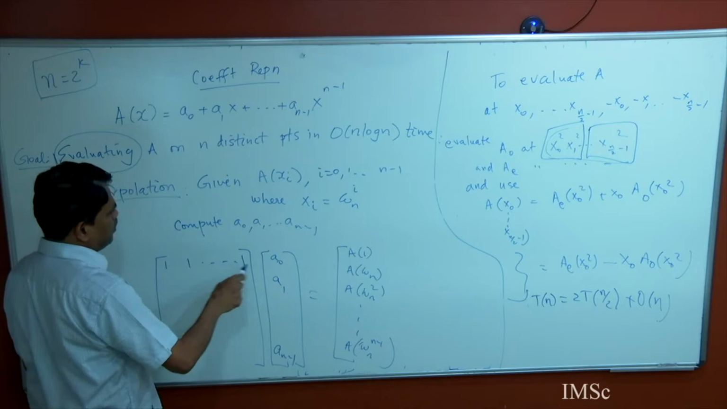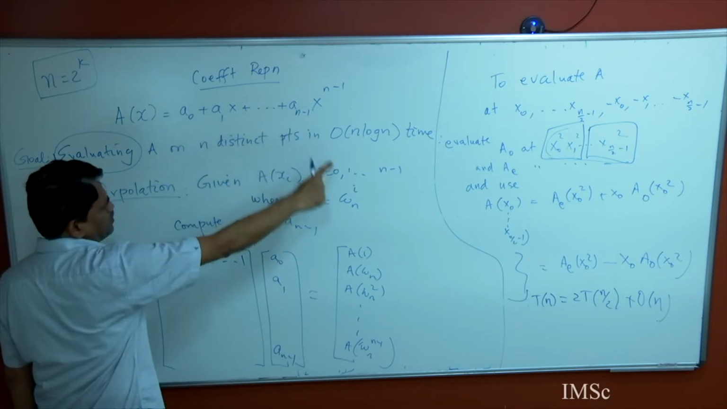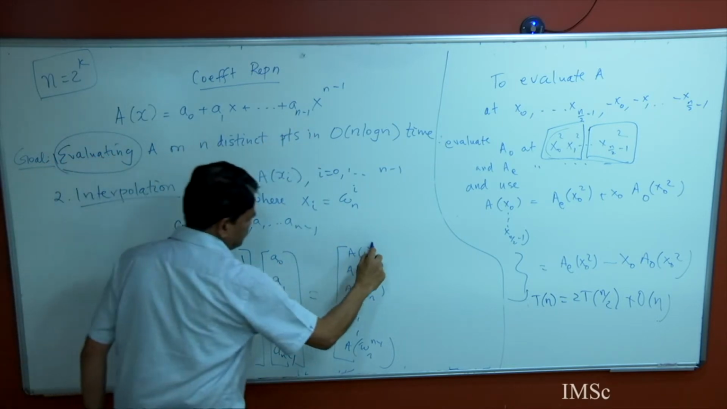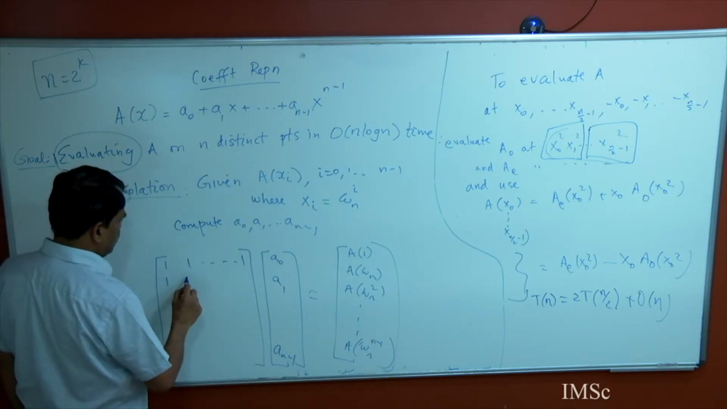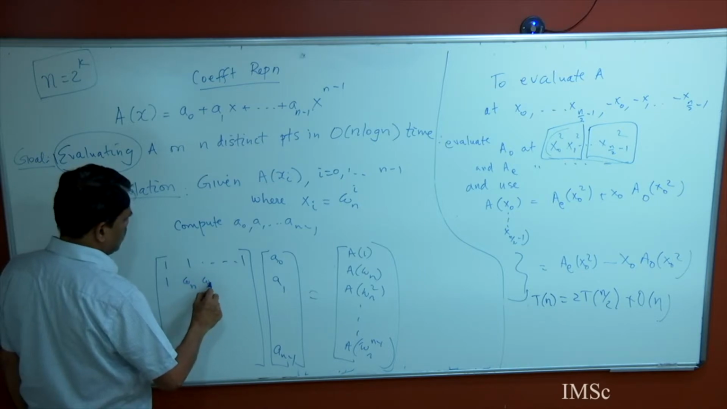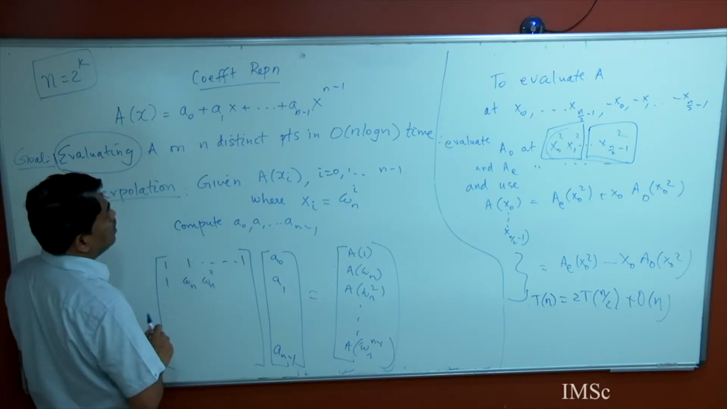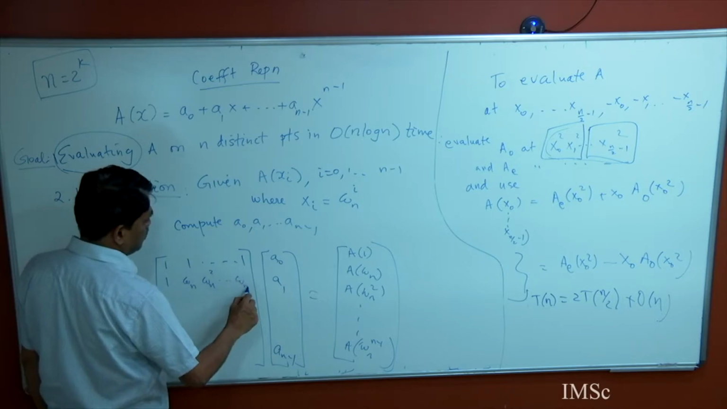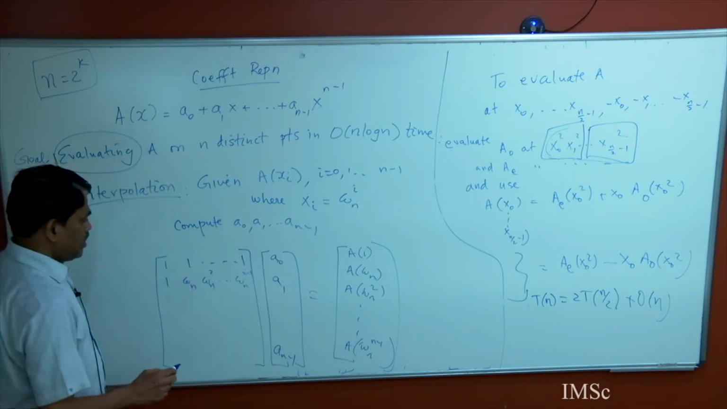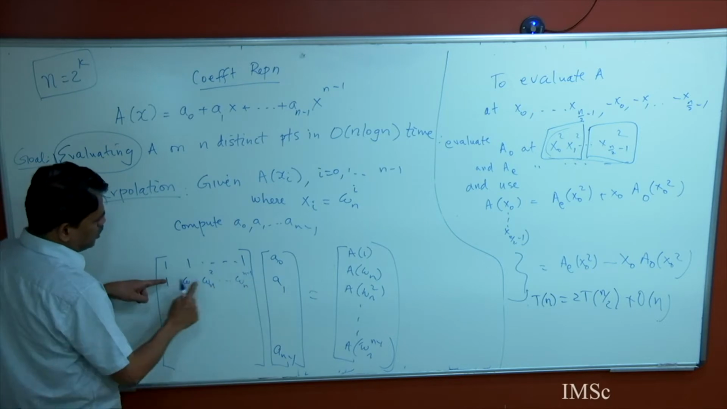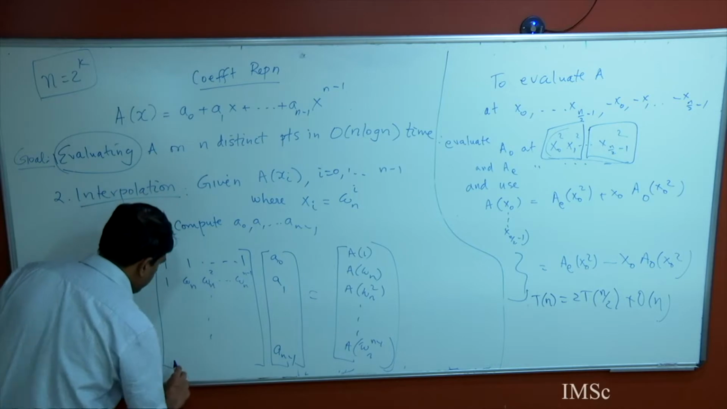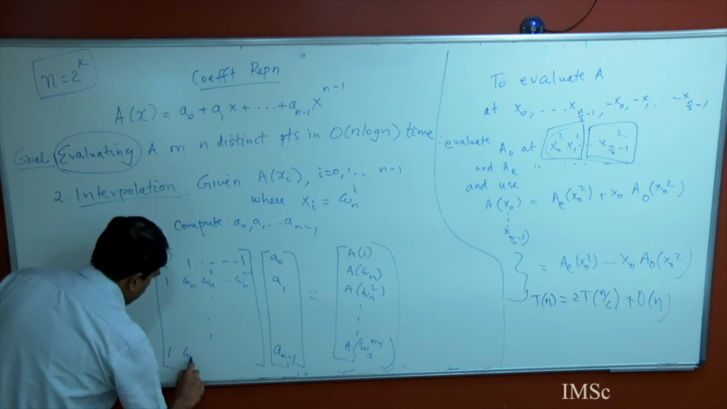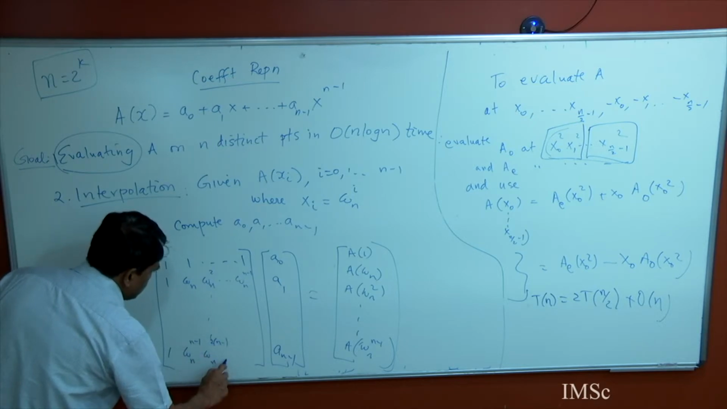So when I evaluate the polynomial at 1, it's a0 plus a1 plus up to a(n-1). And what is the next row of this matrix? It's 1, omega_n, omega_n squared, up to omega_n to the power n minus 1, because a0 plus a1 omega plus a2 omega squared is exactly A of omega_n. And finally, I will have 1, omega_n to the power n minus 1, omega_n to the power 2(n minus 1).